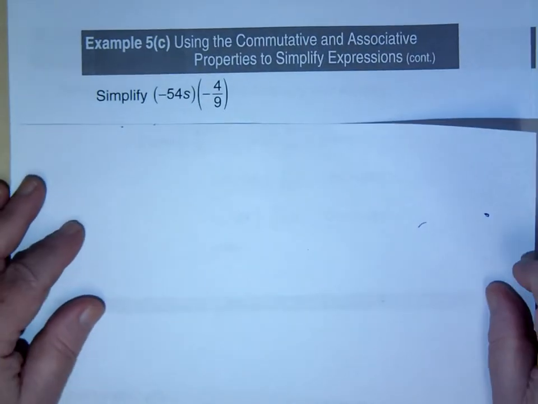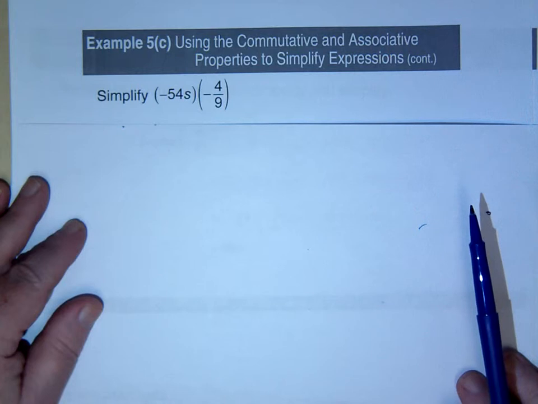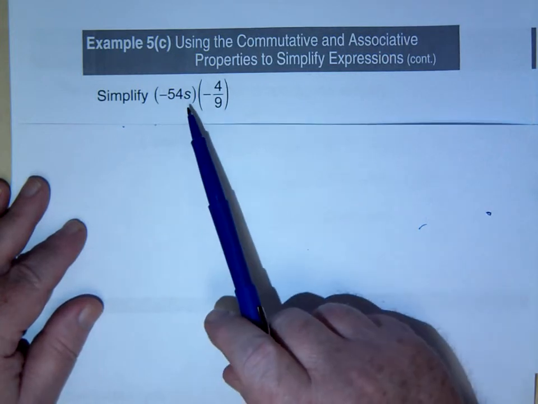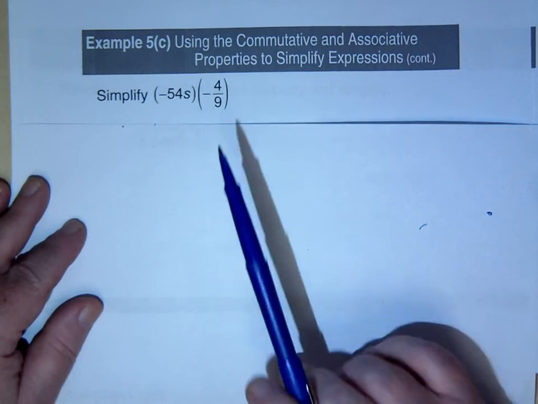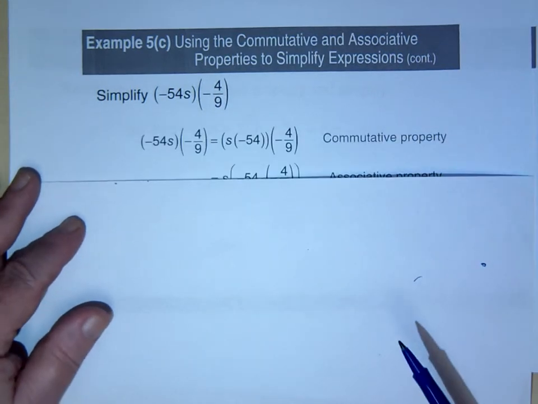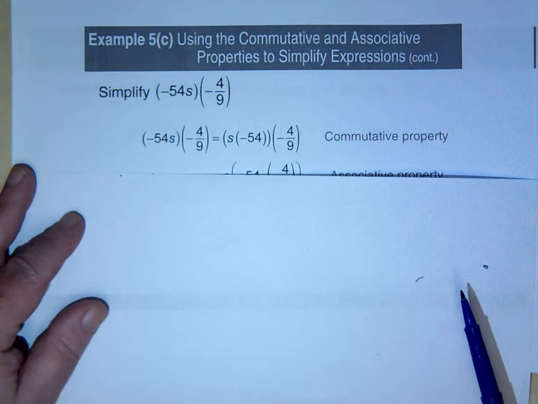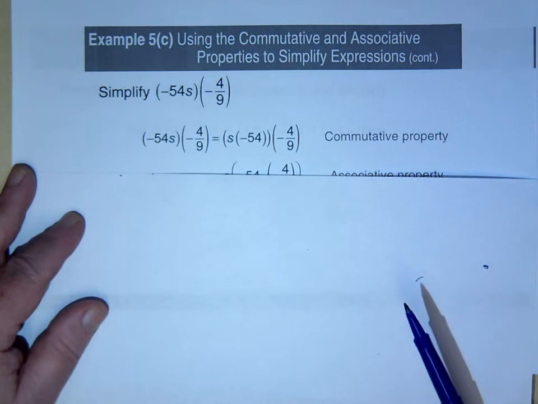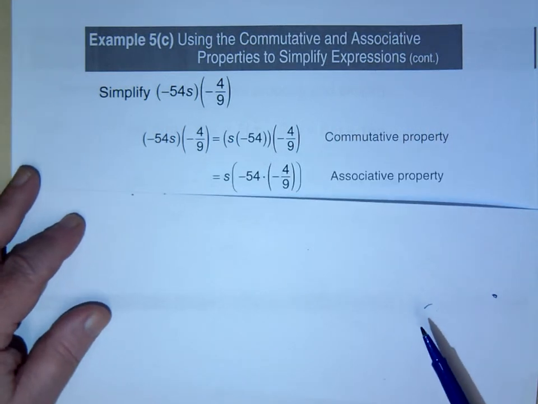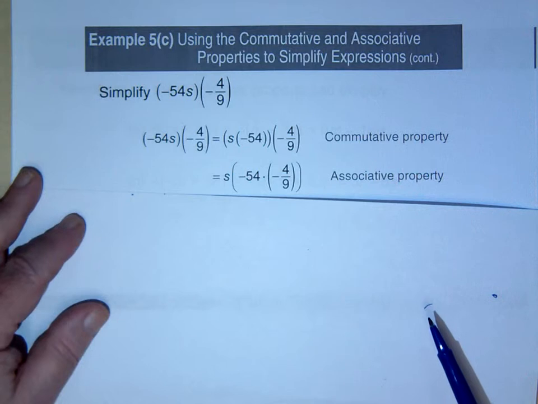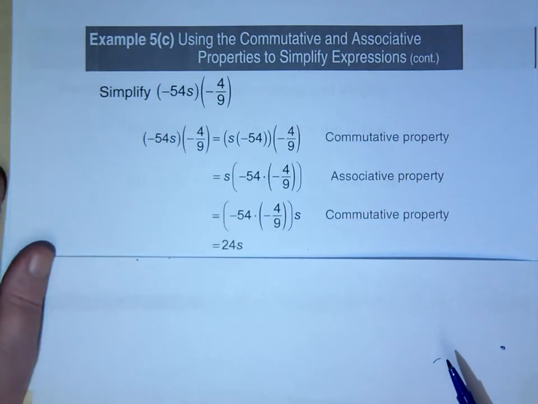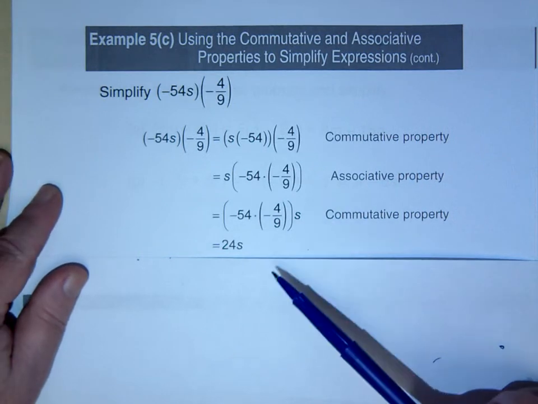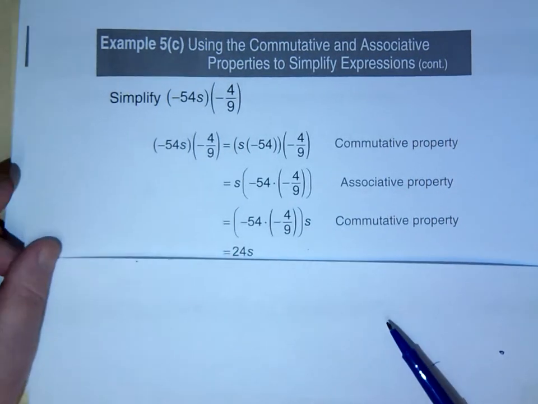In this problem, we're likewise going to use the commutative property, changing this to s times minus 54, and then we're going to multiply the numbers together. We use the commutative property, and then we use the associative property. We cancel: 6 goes into 54 9 times, and at the end of the day we will get 24. Notice that a minus times a minus is a plus.